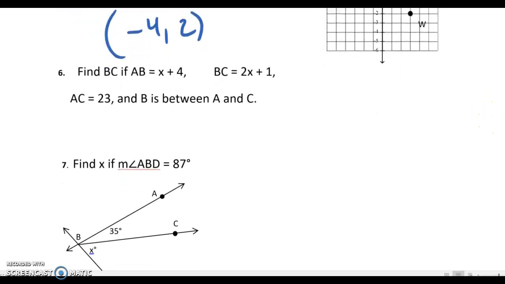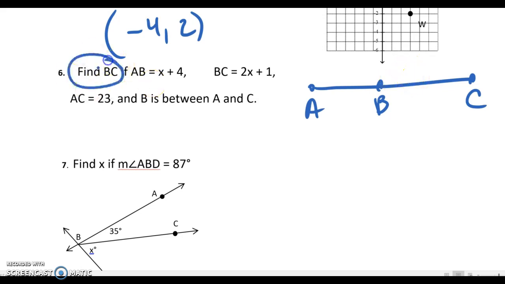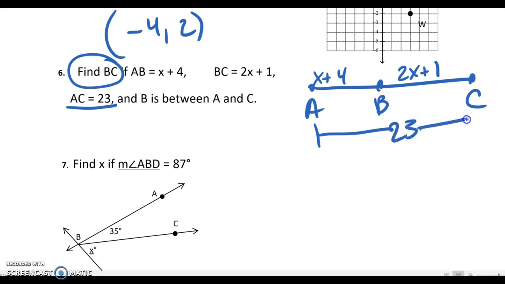For number 6, I would suggest that you draw a picture. So number 6, draw a picture. It just says B is between A and C, so put B in the middle somewhere. BC is what you have to find. This part is x plus 4. The other section is 2x plus 1. And AC, the whole shebang, is 23. So you would add them. X plus 4 plus 2x plus 1 equal to 23.